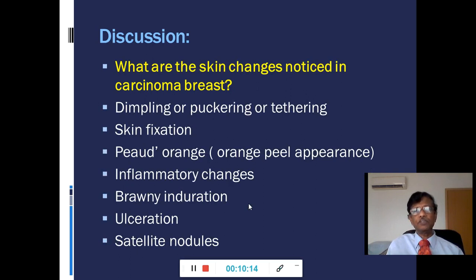What are the skin changes noticed in carcinoma of breast? Peau d'orange, ulceration. Not only those, other things are also there. Dimpling or puckering, or you call it tethering. Second is skin fixation. Third is a peau d'orange or orange peel appearance. Fourth is inflammatory changes. Brawny induration can also be noticed on the skin. Ulceration can also sometimes be associated. Satellite nodules will also be seen.